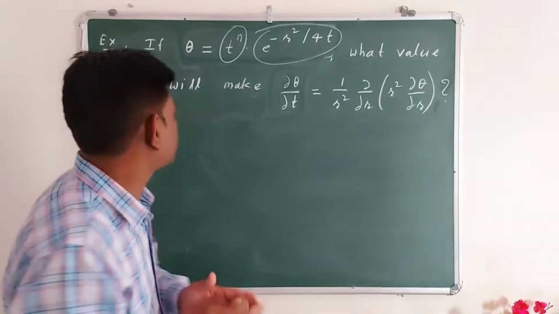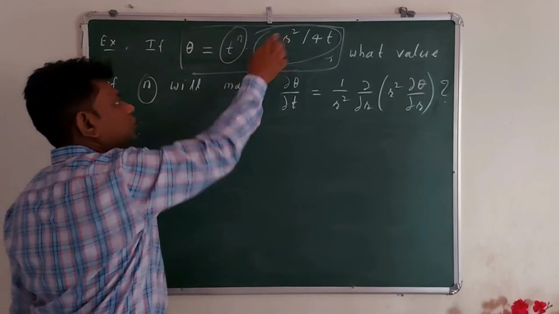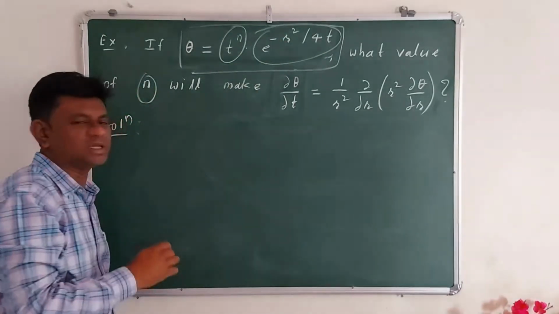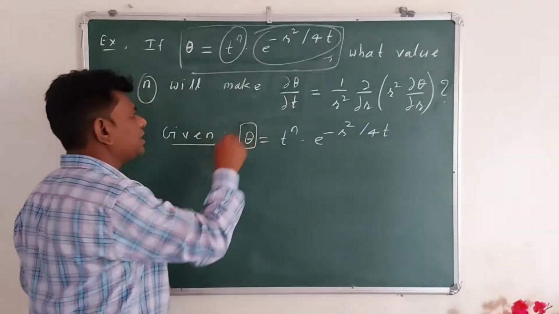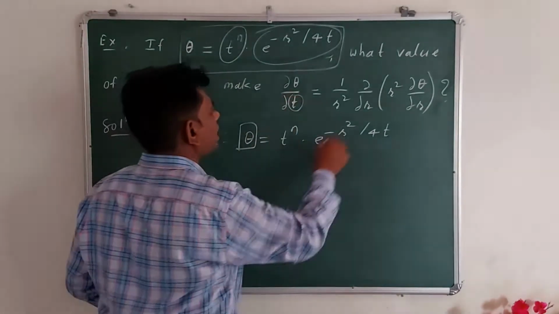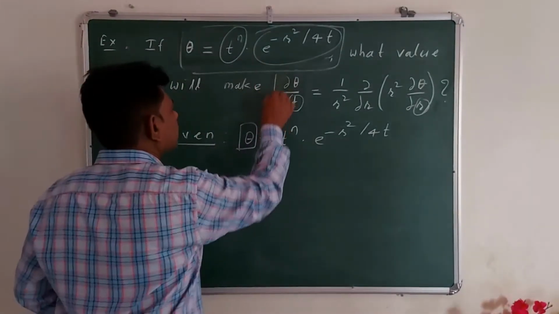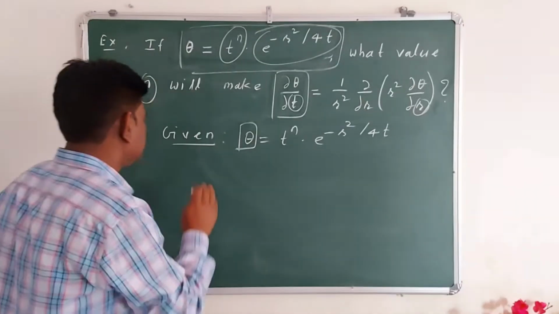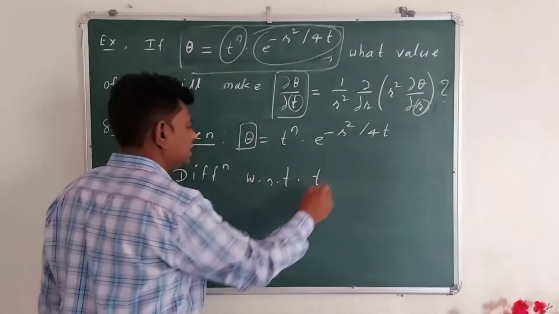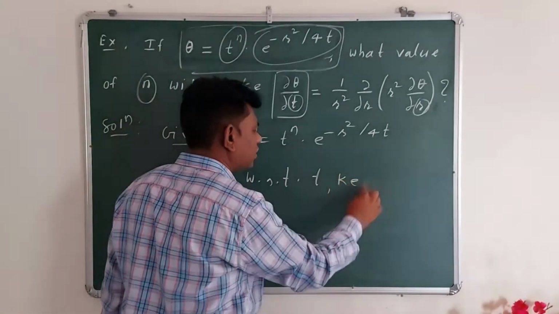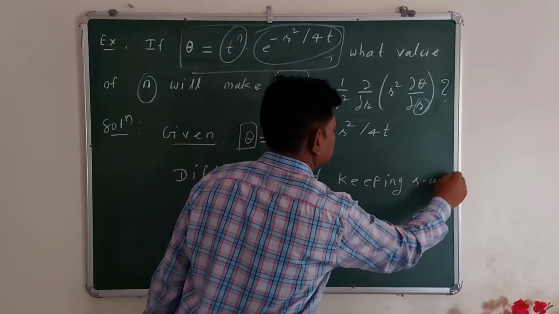Now the solution of this problem. Here theta is equal to t to the power n e to the power minus r square upon 4 times t, the given part. In this problem, theta is the dependent variable and t and r are the independent variables. First we calculate del theta by del t, that means we differentiate with respect to t keeping the other variable, here r, constant.